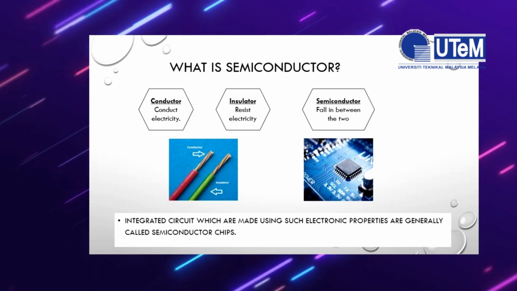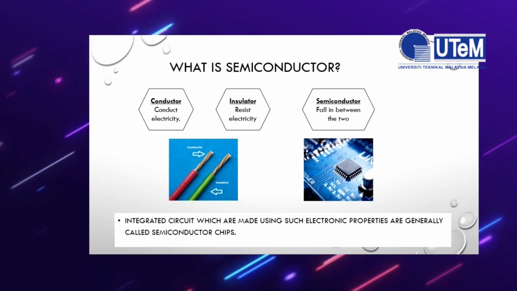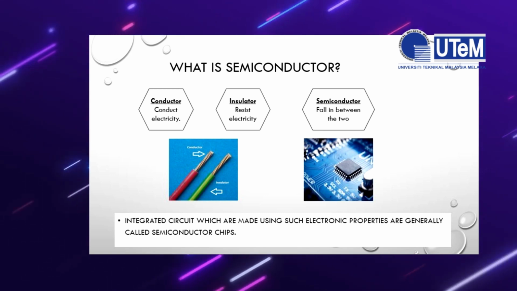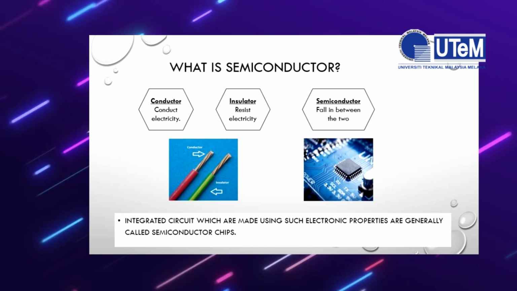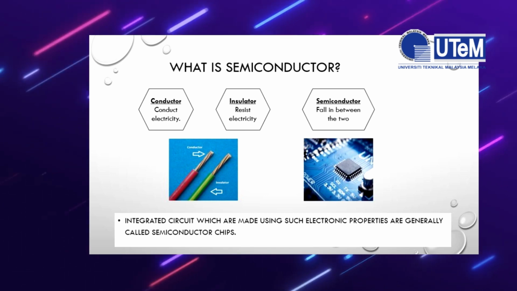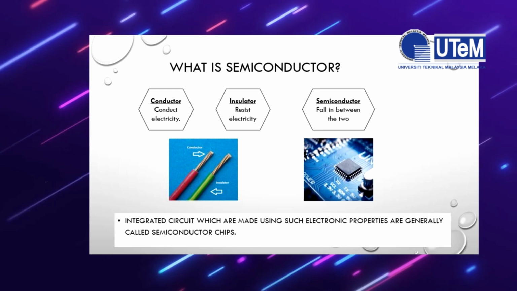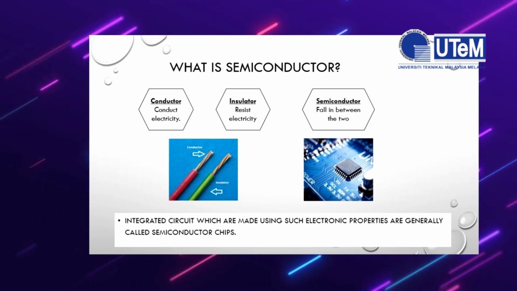Conductor conducts electricity, insulator resists electricity, semiconductor falls in between the two. That means it falls in between the conductor and insulator. Integrated circuits which are made using such electronic properties are generally called semiconductor chips.